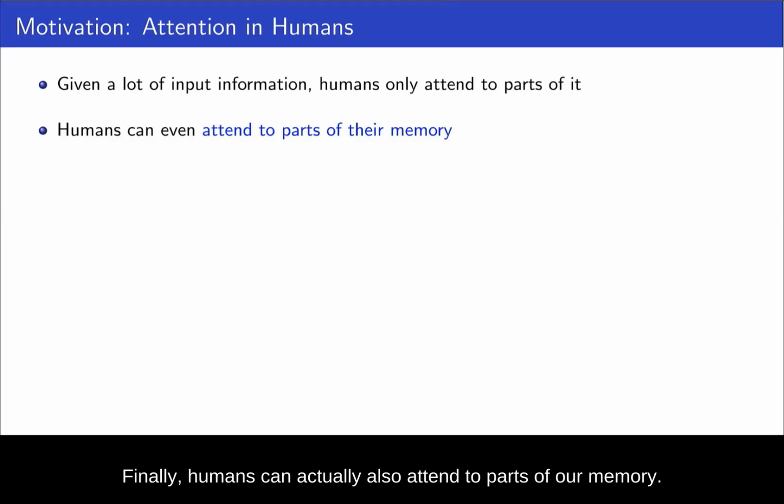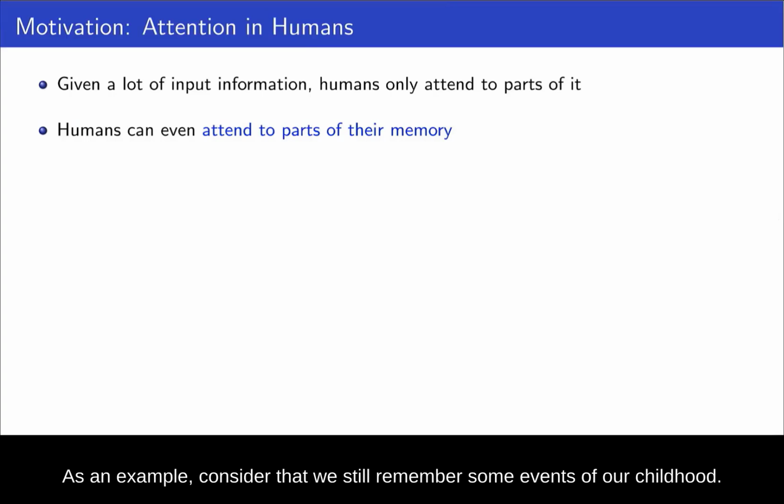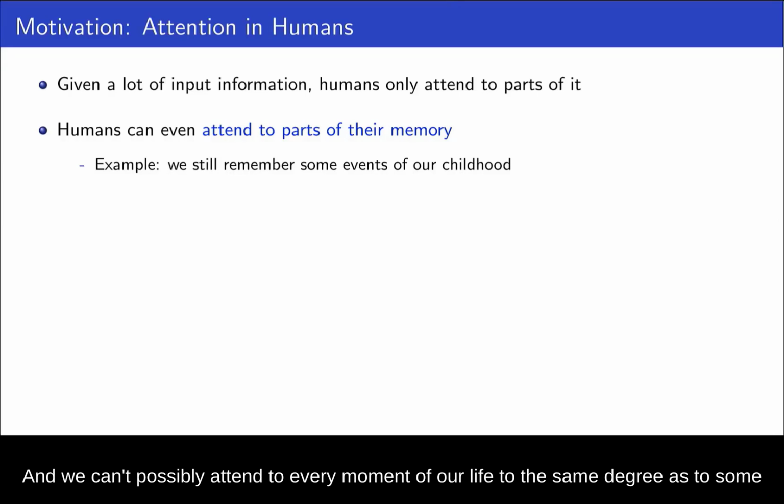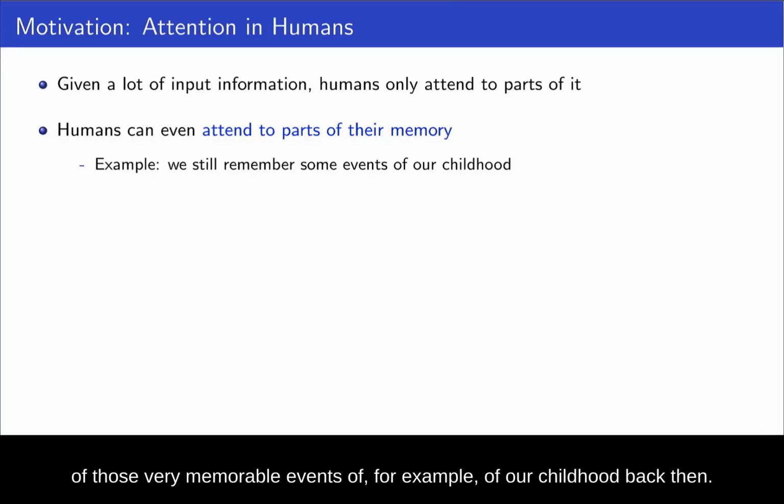Finally, humans can actually also attend to parts of our memory. As an example, consider that we still remember some events of our childhood, that is many, many years ago. And we can't possibly attend to every moment of our life to the same degree as to some of those very memorable events of, for example, our childhood back then.